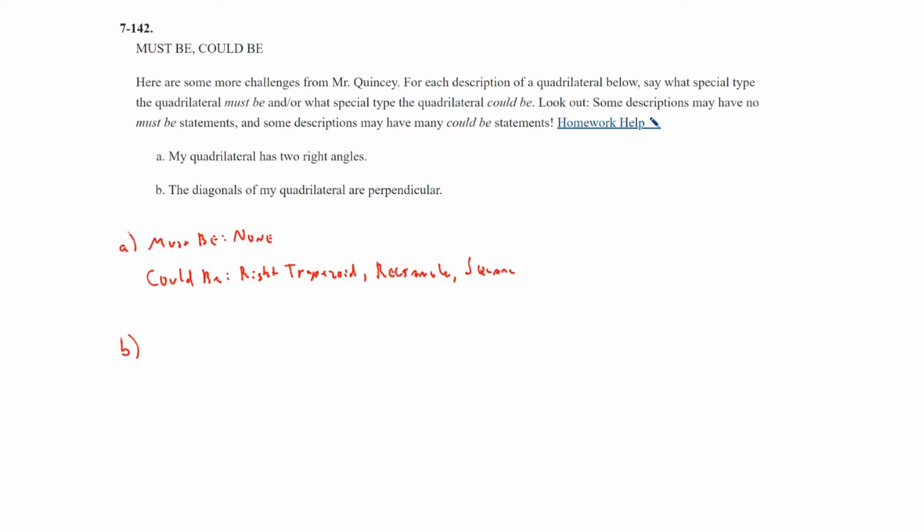B, the diagonals of my quadrilateral are perpendicular. So once again, the diagonals of the quadrilateral must be perpendicular. You might need to go back to your toolkit to take a look at that. But once again, on this one, there are a couple of things it could be, but there's none that it must be. The diagonals are perpendicular. It could be a kite. It could be a rhombus. And then it could be a square.